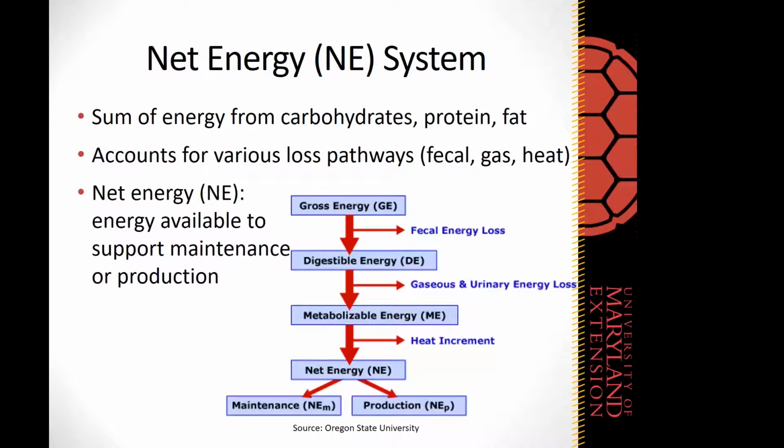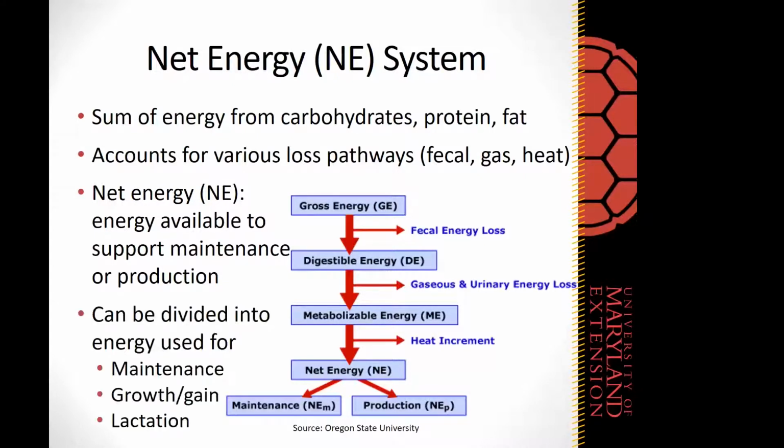And net energy is basically the energy available to that animal to support either maintenance, so regular body function, and also production. So whether that's growth, whether that's milk production, we can divide that net energy component into energy used for maintenance, growth, or even lactation. And the equine industry, like I said, relies on digestible energy primarily. The cattle and the swine industry are a little bit further ahead, and they actually use net energy, or even net energy for maintenance or production. So they're a little bit further down.